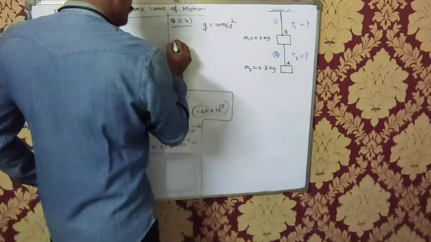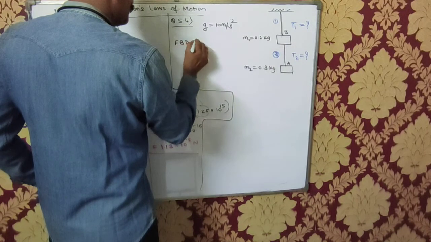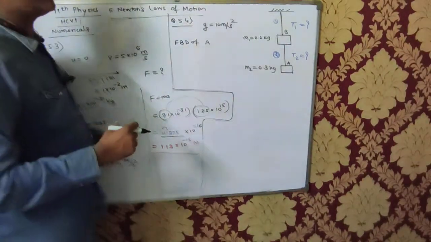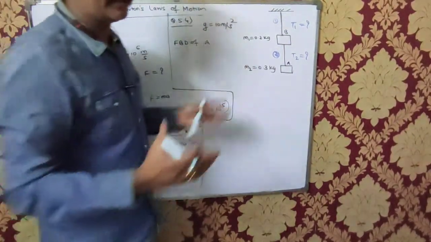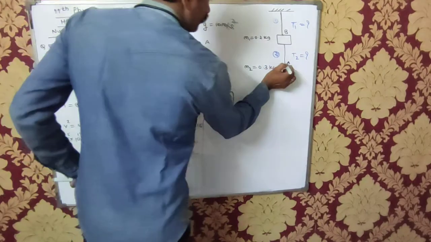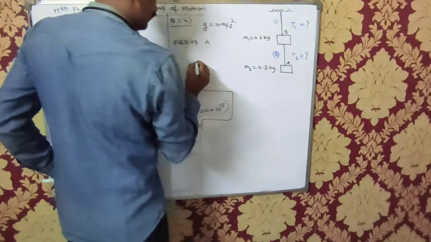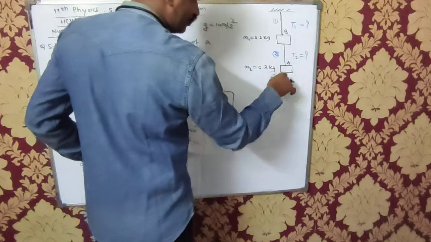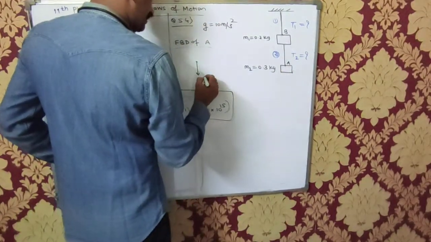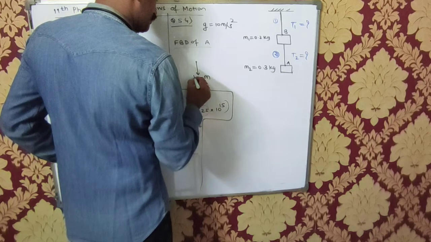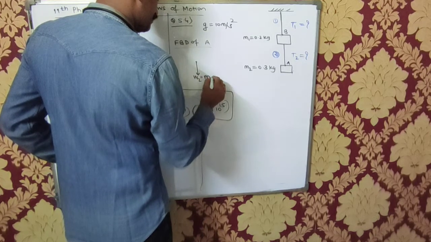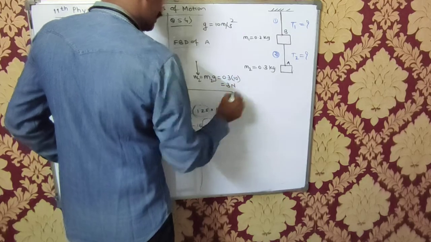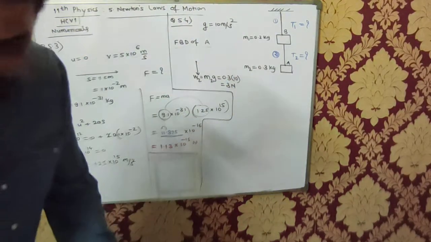So let me draw the free body diagram of A. The free body diagram can be for a body, for a point, for a particle. So now, what are the forces acting on this particle A? One, weight is acting downwards, the weight of this block. This weight is equal to m2 into g, that means 0.3 into 10, which is equal to 3 Newton. Understood?